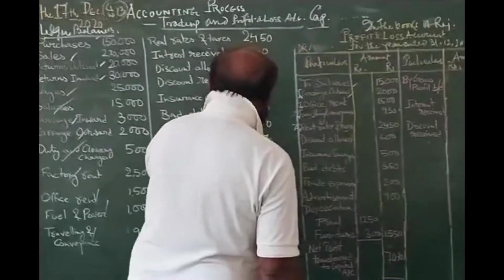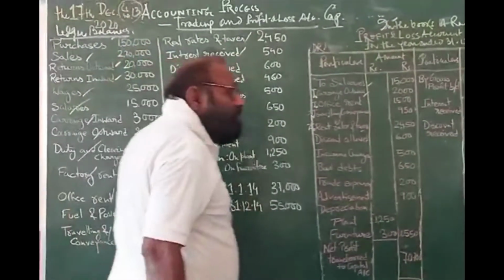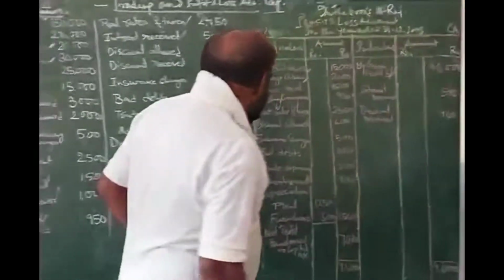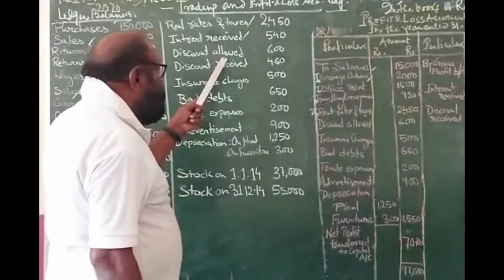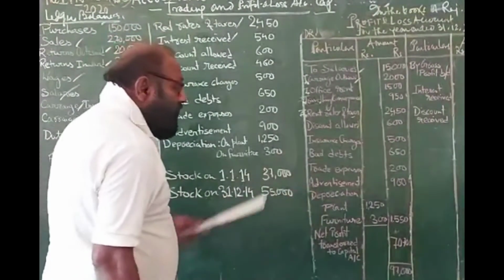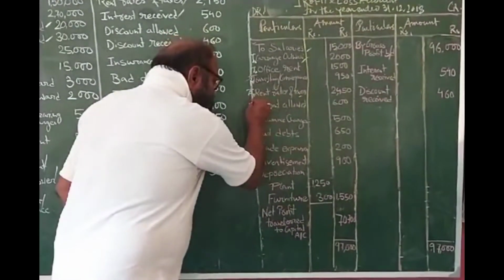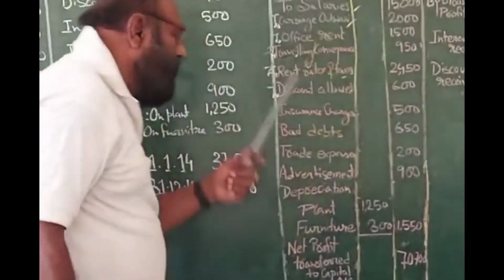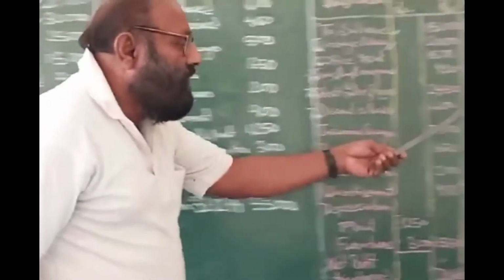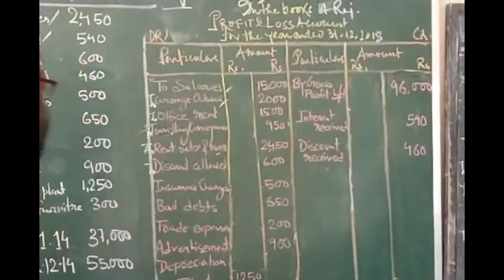Now discount allowed. Interest receipt. Interest receipt is an income. Interest receipt will go to the credit side of profit and loss account. Discount allowed is a financial loss. It is basically discount on purchase. And as a financial loss, it should be treated in the profit and loss account. Then discount receipt is our gain. It will come in the credit side of profit and loss. So we credited it.